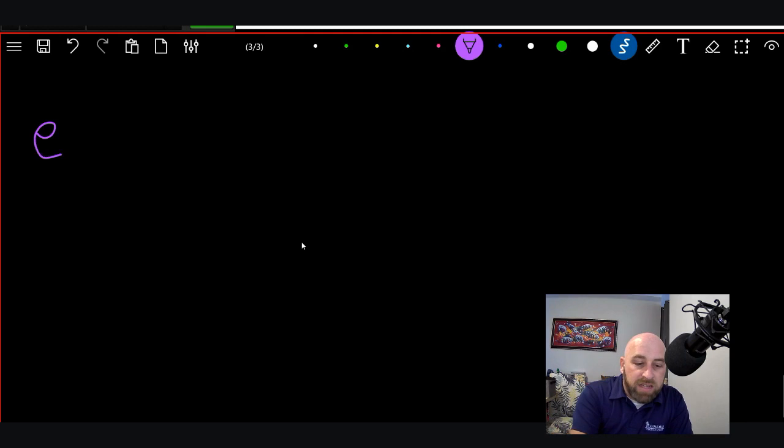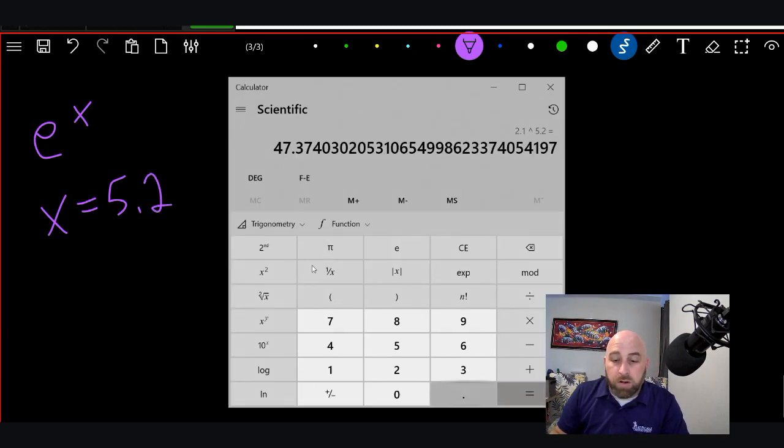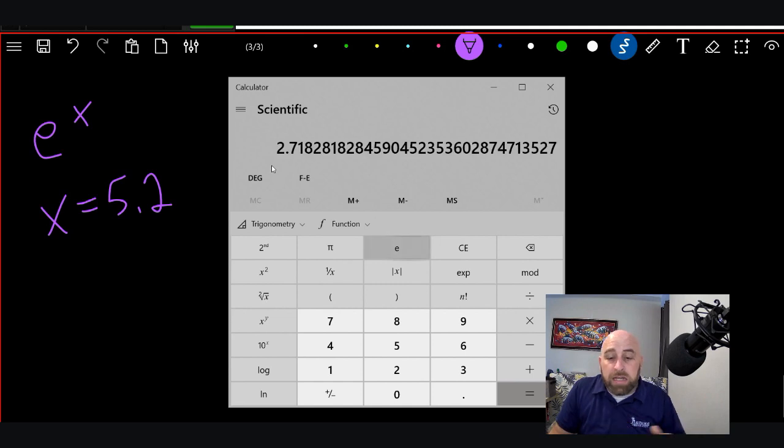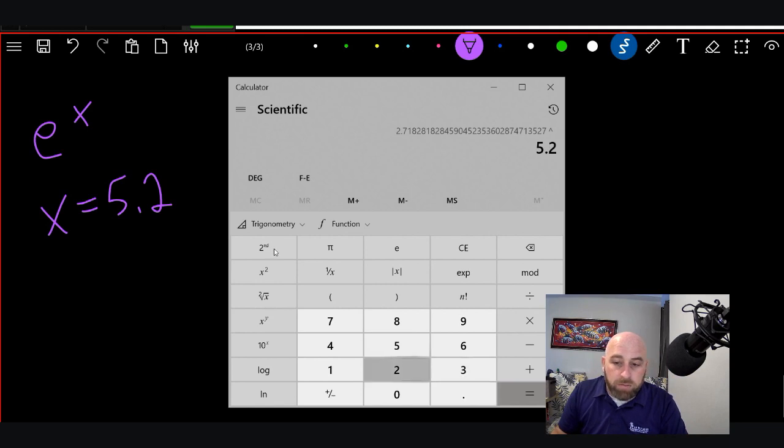So if I say e to the x, and if I say x equals 5.2, what does that equal? Well, we bring out our calculator, clear this one out, and we're going to hit the E button because that's our base. Our base is E. So come over here, hit the E button. Again, different calculators are different. Mine brings up Euler's number, okay? And then I want to go to my x to the y, or my x to the box, so it lets me put in whatever exponent I want. So I click that, and then I put in 5.2 for my exponent, okay?